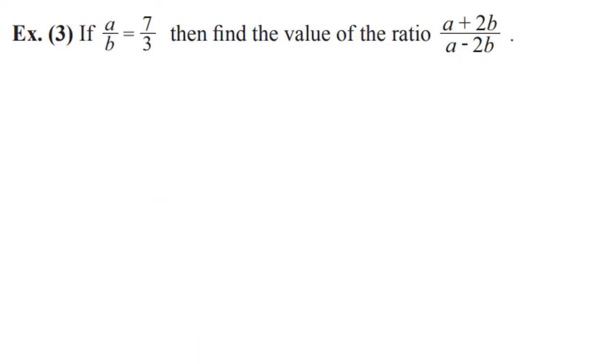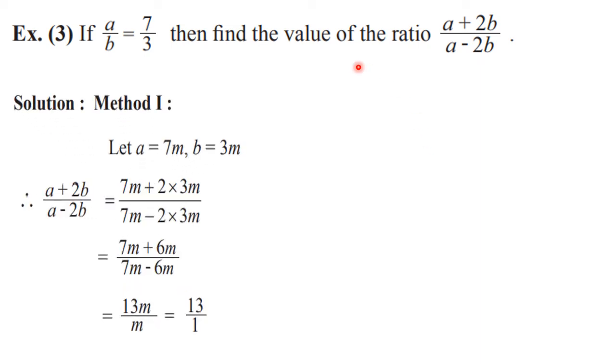So example number 3 now I am discussing. If A upon B is equal to 7 upon 3, see, the equal ratios are given, then find the value of the ratio A plus 2B upon A minus 2B. Again, you can solve it by both the methods. So let's see method 1 first of all. You have to start with what is given to you, that is A upon B is equal to 7 upon 3.